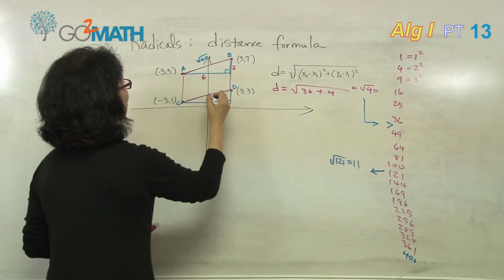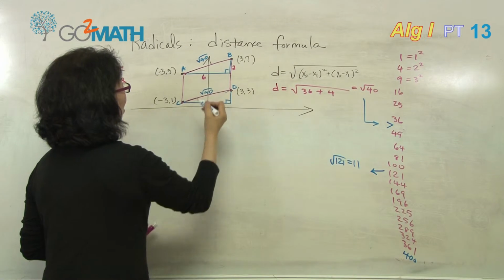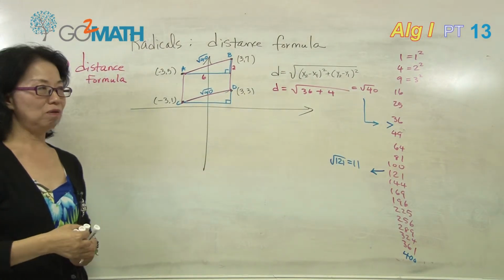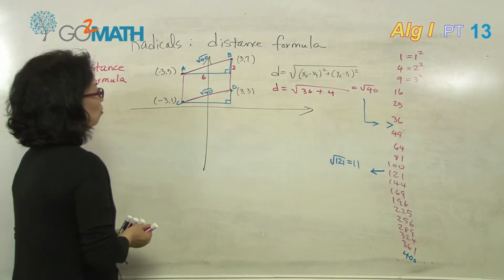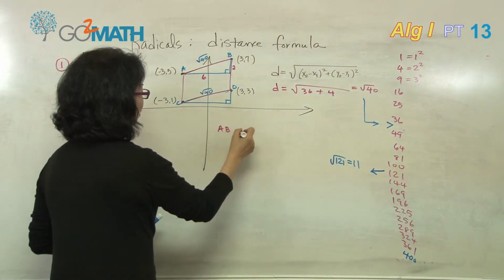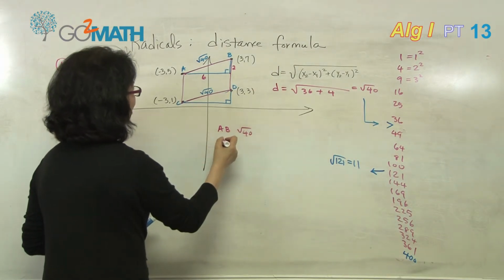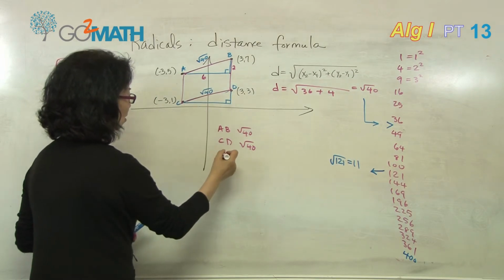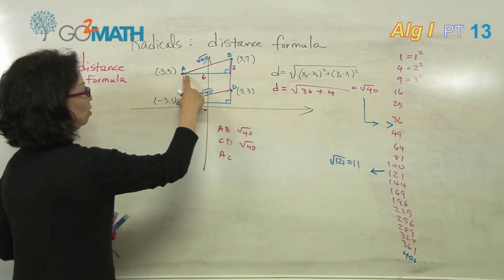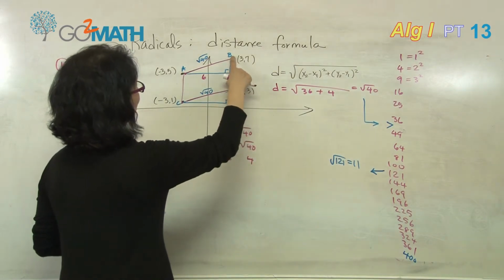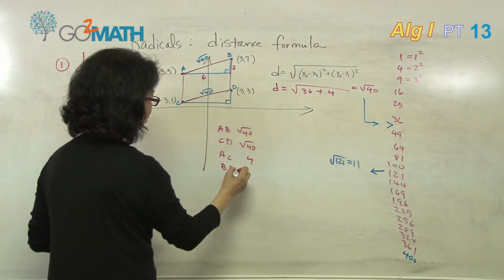And CD is also square root of 40. But the question is the perimeter of this parallelogram. So I have two square roots of 40. One side AB, square root of 40, and side CD, square root of 40. How about AC? AC is the distance between 5 and 1, which makes 4. How about BD? It is also 4.